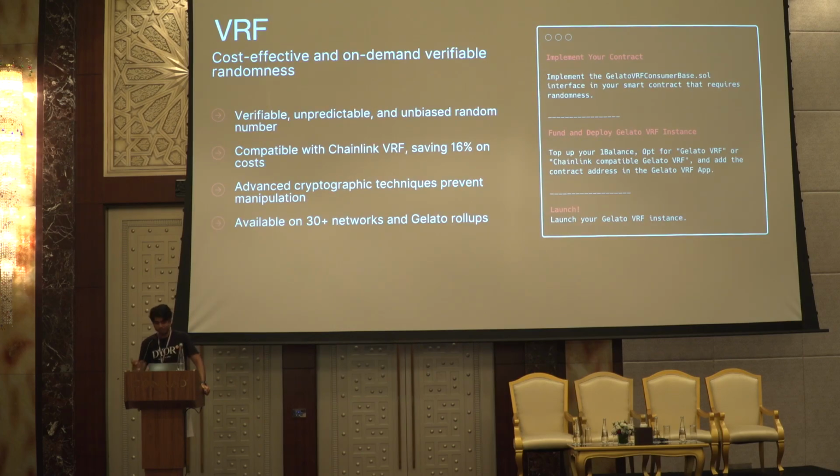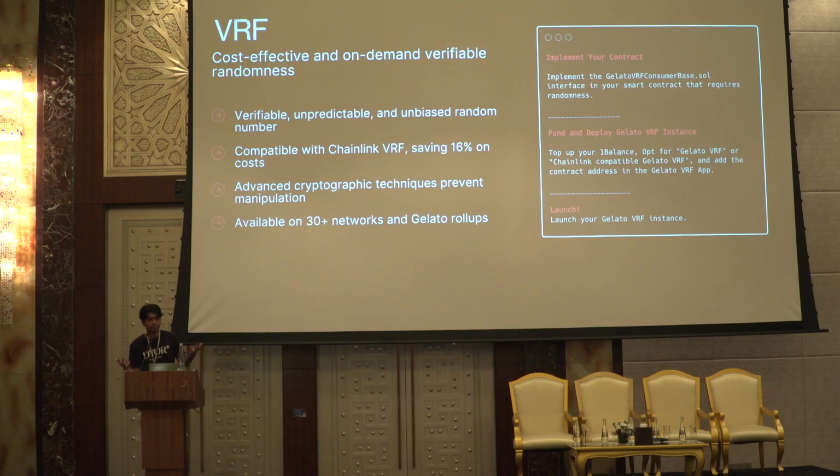And yeah, lastly, we have the verifiable on-demand randomness, which is called the Gelato VRF. It's pretty much being used by customers like Sofamon, for example, or YOLO Games, LooksRare, right? And they mainly use it for, let's say, NFT mints, or GambleFi is also one of the main use cases. It's also compatible with Chainlink VRF, which will save you 16% on cost, and it's available on multiple networks. And it's also pretty easy to implement this.